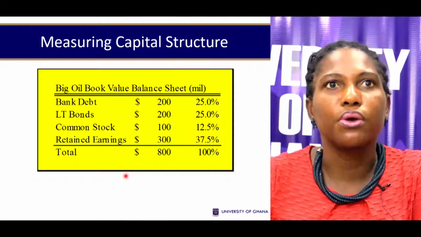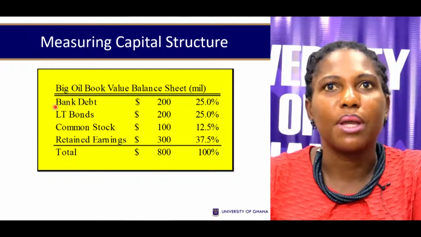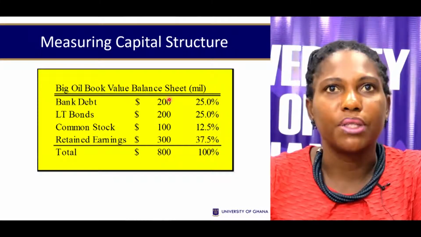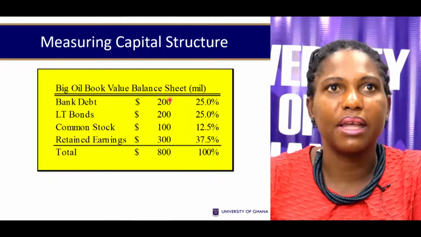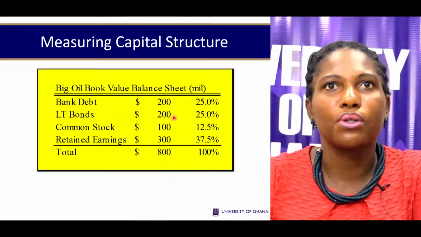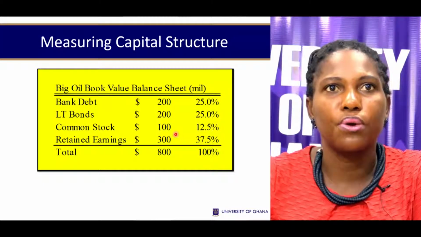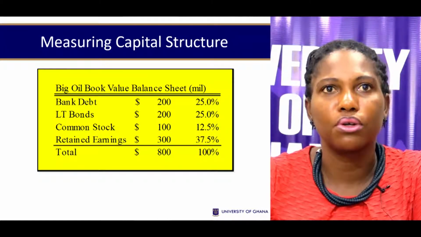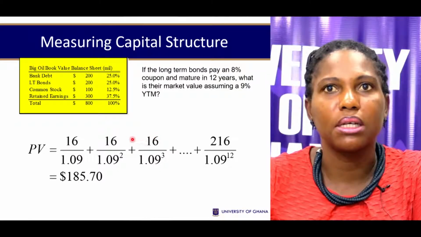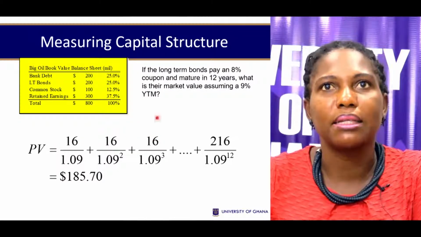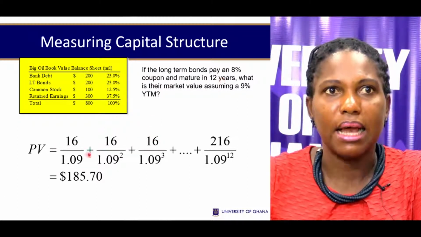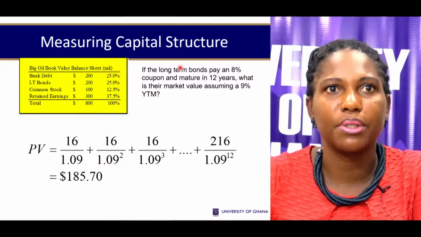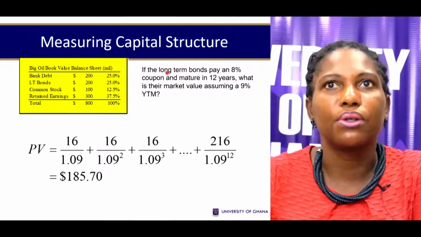Now, once we put those together, it means that we have the value of potentially bank debt, if there's any, long-term bonds, common stock, and then if there are any retained earnings that form part of common stock, we include them accordingly. So here we are measuring the capital structure, and then we're going to start.